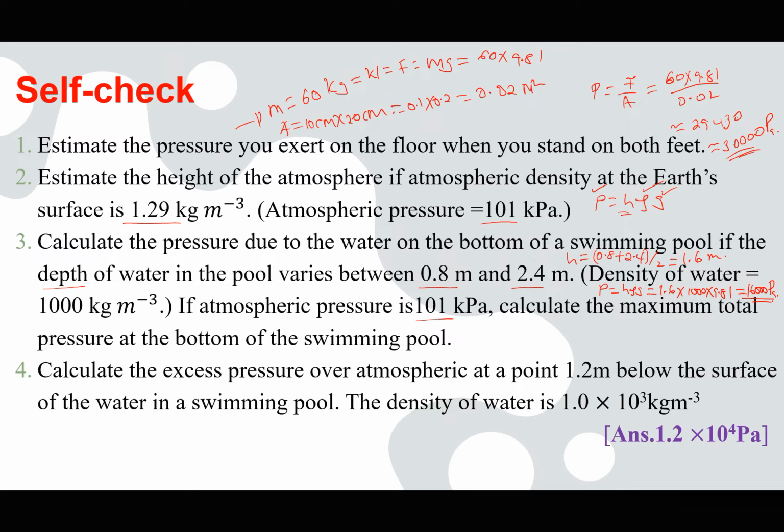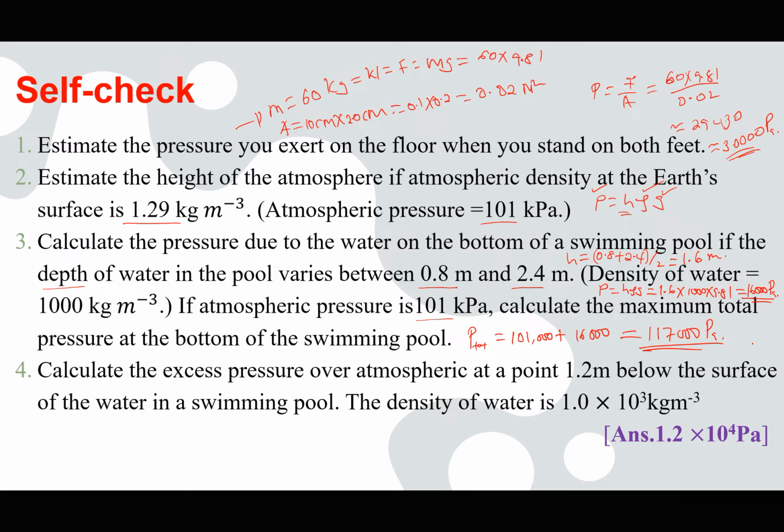pascals. So if I want to find the maximum total pressure, the total pressure is going to be the pressure due to the water plus the atmospheric pressure. So it's 101,000 plus 16,000. So this is approximately 117,000 pascals. You can check that.